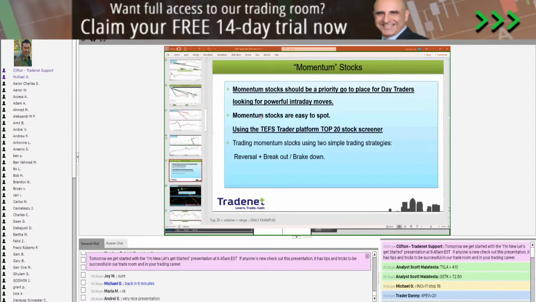Now we're summarizing pretty much the subject. Momentum stocks are easy to spot. I hope everybody agrees that momentum stocks are very, very easy to spot. Okay? We go to the daily chart, there we spot them. If you cannot spot them, it means it's not a momentum stock, pure and simple. Also, we can use the TFS Trader Platform Top 20 Stock Screener. I will go through it in a minute with you guys.